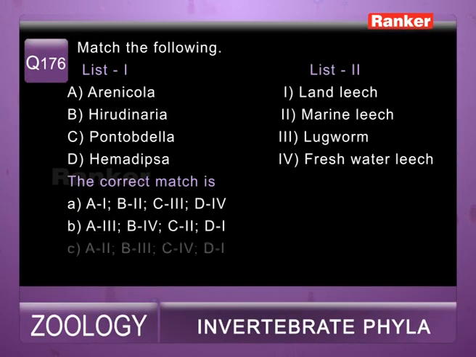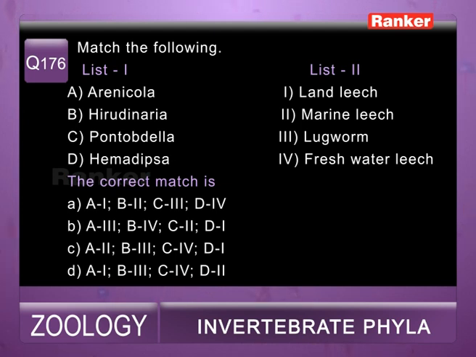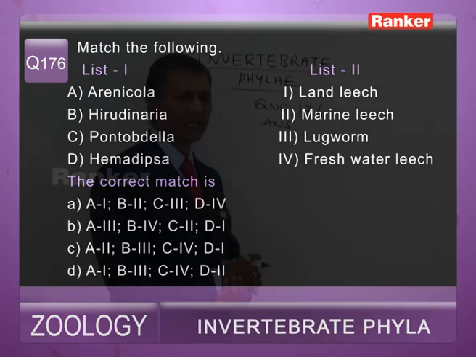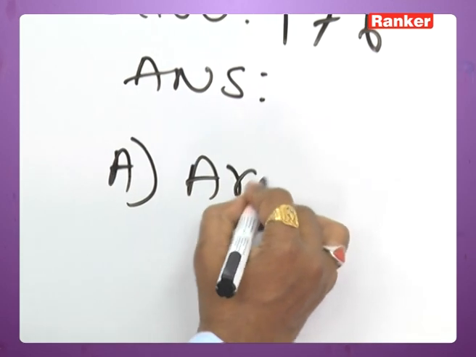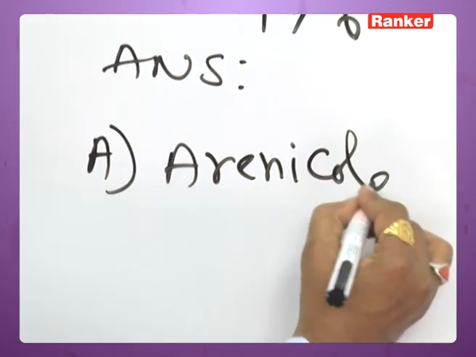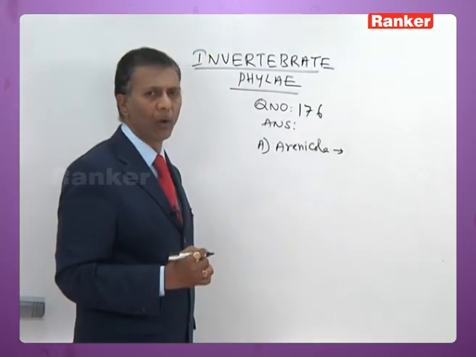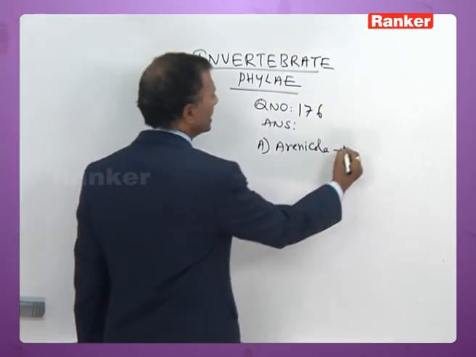176 question is again another match the following here now. List 1, A Arenicola, B Hirudinaria, C Pontobdella, D Hemidipsa. List 2 you have number 1 land leech, number 2 marine leech, number 3 lugworm, number 4 freshwater leech. Try to get the answers here now. A Arenicola, commonly called lugworm or lobeworm. So third option is correct.